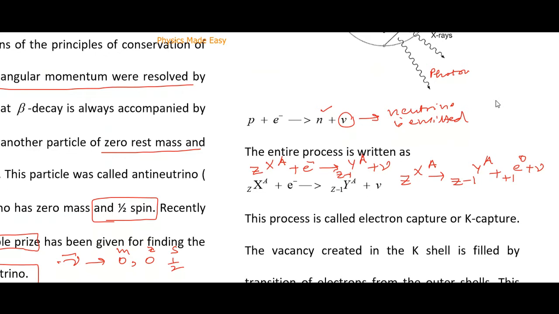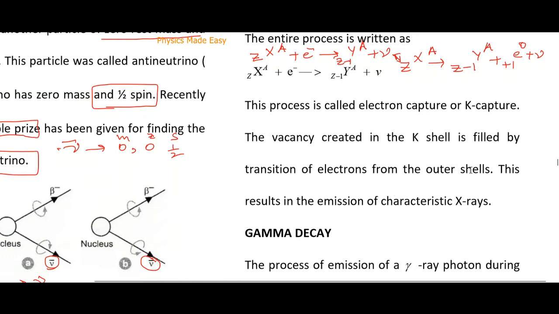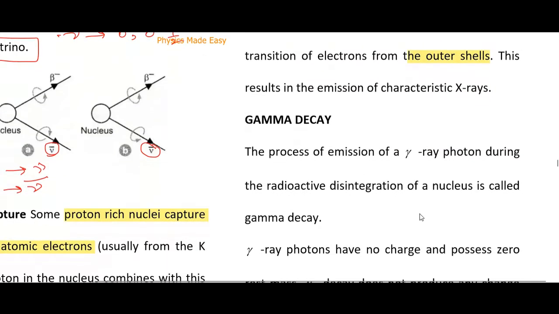In this way, these two reactions compete. Electron capture competes with inverse beta decay. So this has been asked once or twice. The process is called electron capture or K capture. Vacancy created in the K shell is filled by transition of electrons from outer shells. This results in emission of characteristic X-ray. This process goes on.